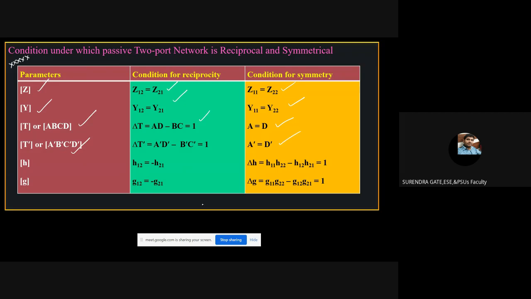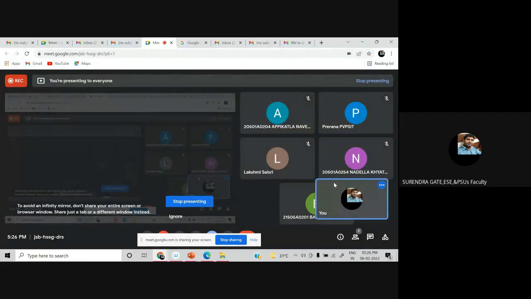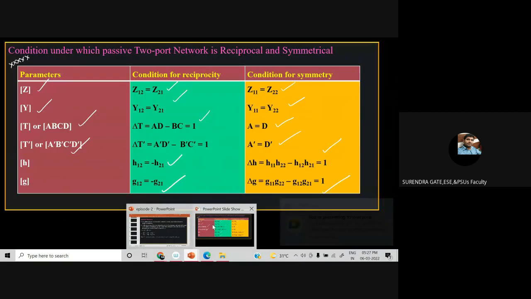With respect to H parameters, what are the conditions for reciprocity and for symmetry? With respect to G parameters, what are the conditions for reciprocity and for symmetry? Yes, this is very important, students, from the competitive point of view. Please concentrate on that tabular column. It is very, very important, 5-star.